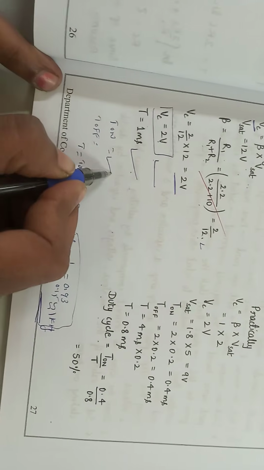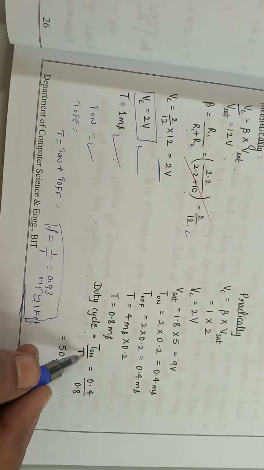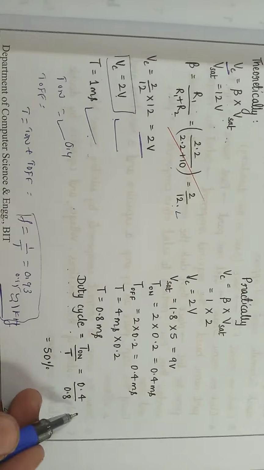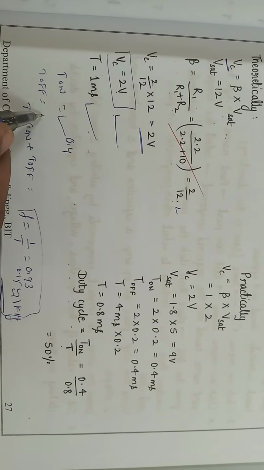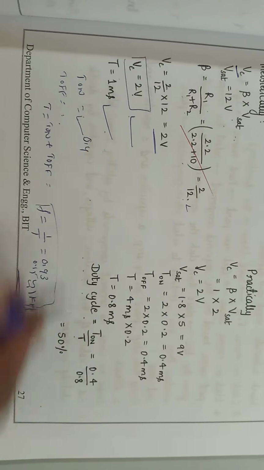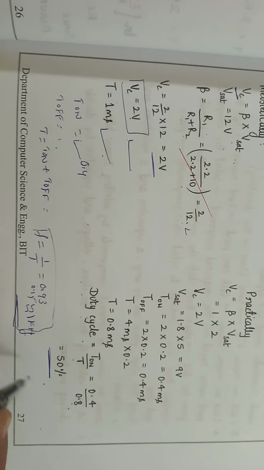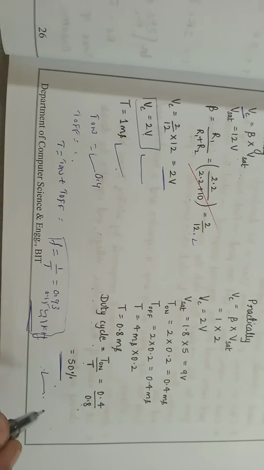For the duty cycle, you take T on divided by the total time. Assume you get T on as 0.4. Then 0.4 divided by the total time. How much total time do you get? T on plus T off. If you divide by the total time, you will get the duty cycle. These are the two things you can verify once the result comes.